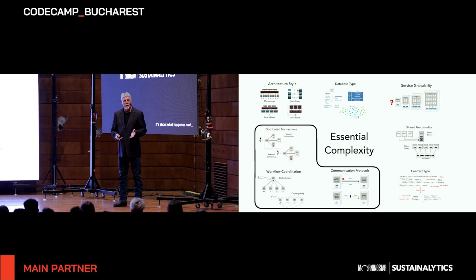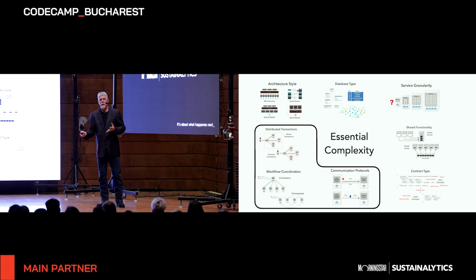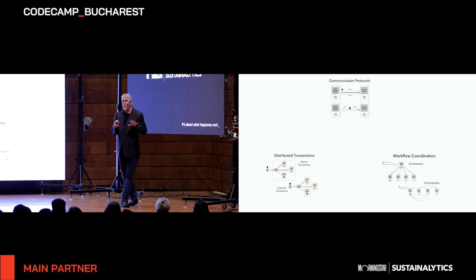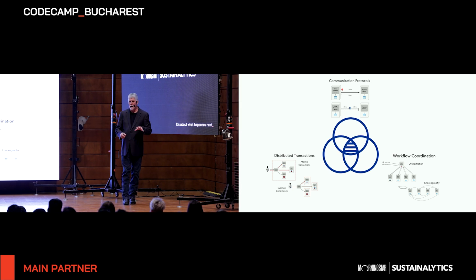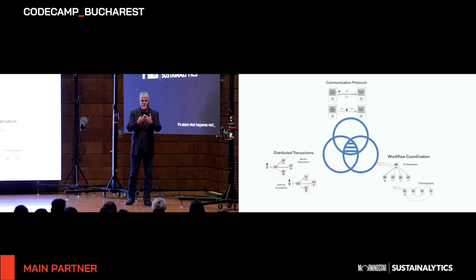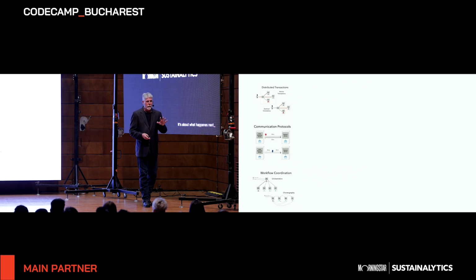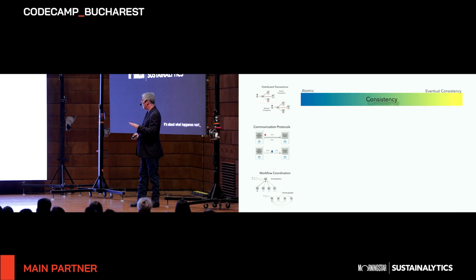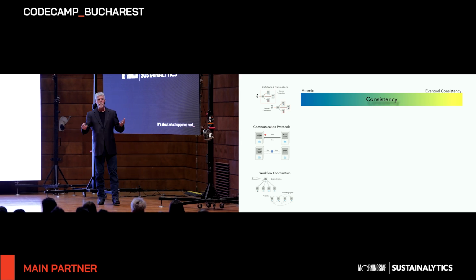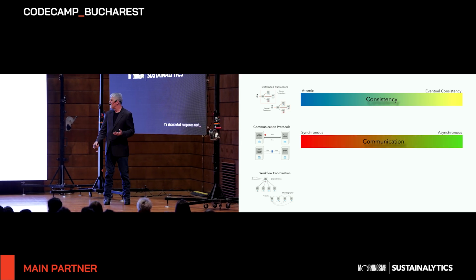And it turns out things about communication, distributed transactions, workflow, turns out they are all co-joined together. And if we look at this co-joined aspect, turns out that each of these forces have a choice. Should we use atomic or eventual consistency for our transactions?